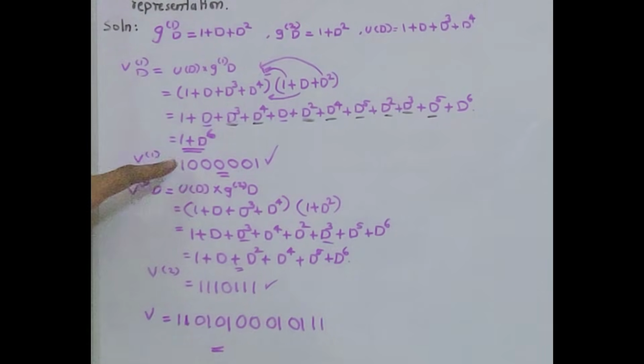The code word is found by taking the first term of v1, first term of v2, second term of v1, second term of v2, and similarly we are finding the code word. So this is how we are finding the code word in transform domain representation. Okay, thank you.